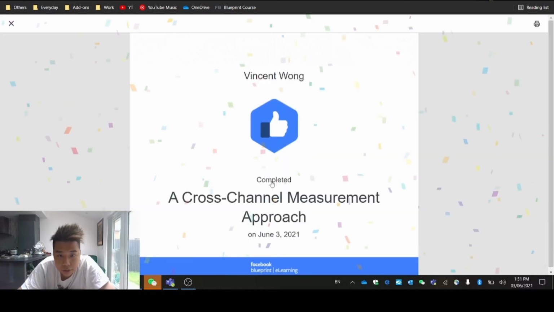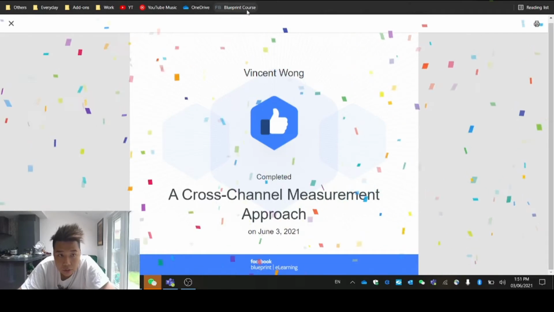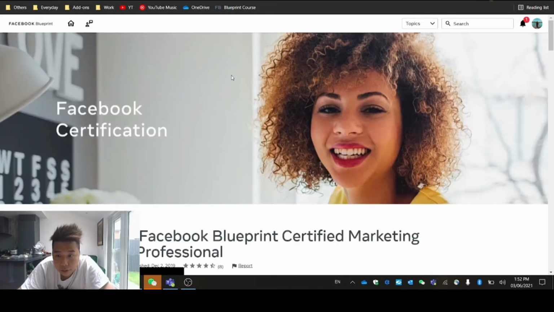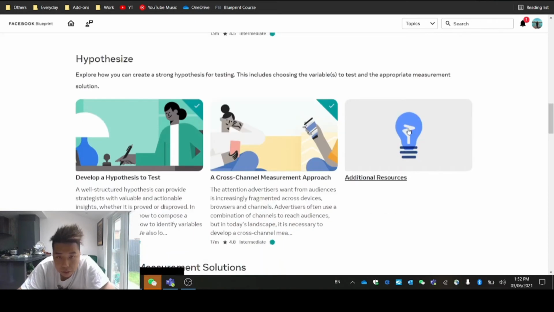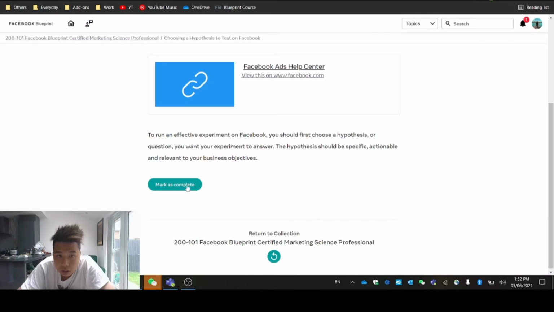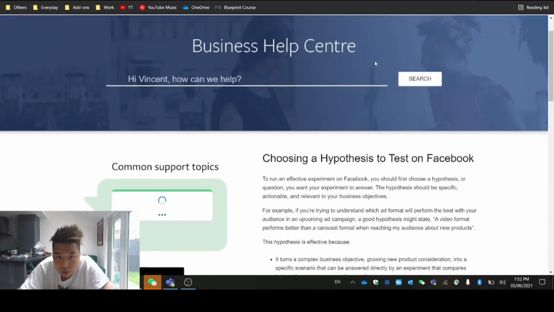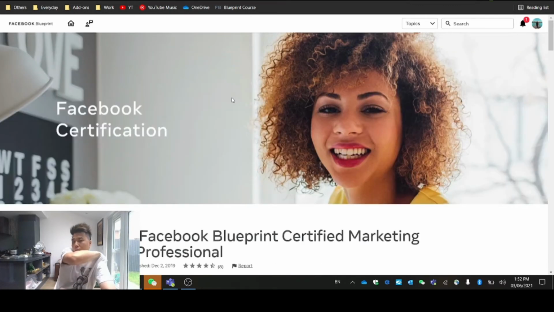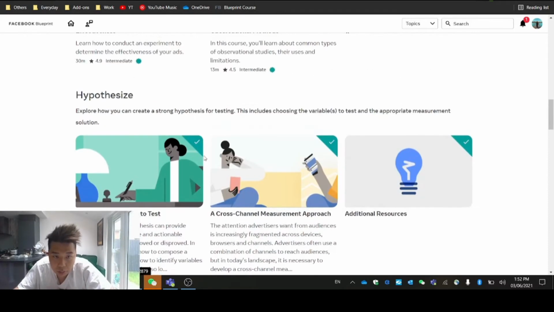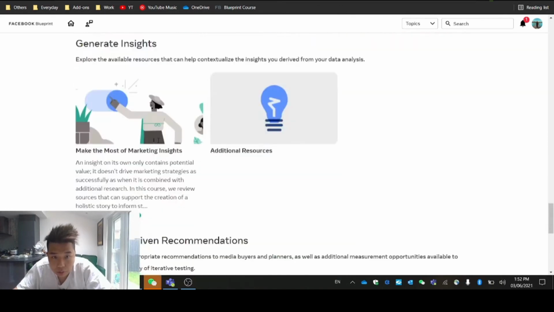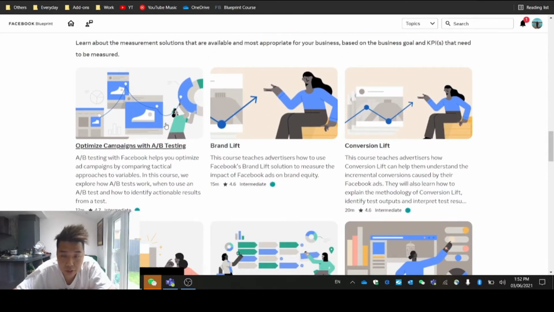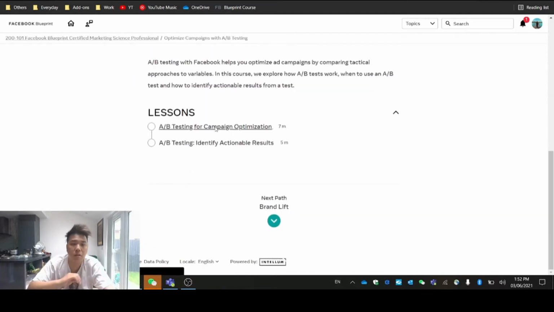Nice and easy one. Okay, so I've done this one now. Right, so that is done. Additional resources. Facebook Help Center. And that can be kept as a reference. Yeah, it's a reference. So we've literally now just finished off the two on hypothesis. Now we're going on to one of the big ones, which is the fourth. Yep, recommend measurement solution. Optimize campaigns with A/B testing. Okay, testing for campaign optimization.